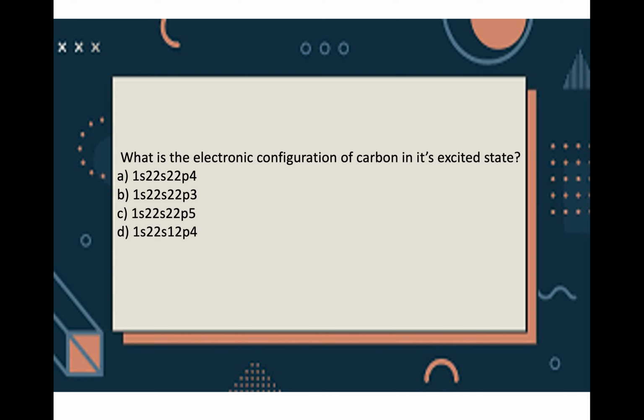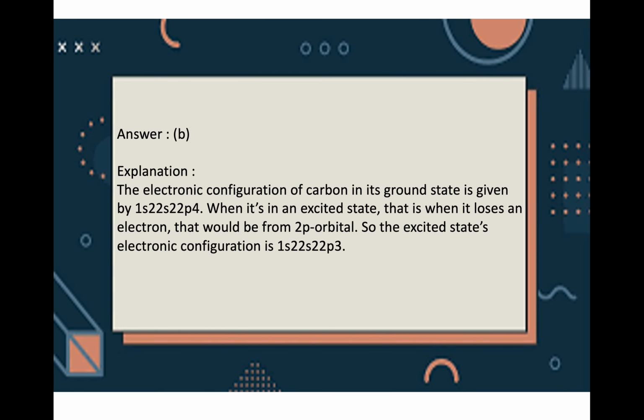What is the electronic configuration of carbon in excited state? 1s2, 2s2, 2p4; 1s2, 2s2, 2p3; 1s2, 2s2, 2p5; 1s2, 2s1, 2p4. The correct option is B. That is, the ground state configuration of carbon is 1s2, 2s2, 2p2. But in the excited state, an electron moves to the 2p orbital. So the excited state configuration would be 1s2, 2s1, 2p3.